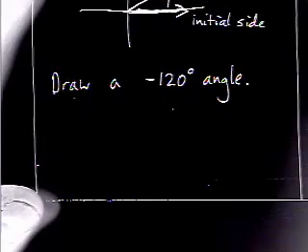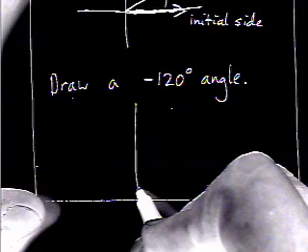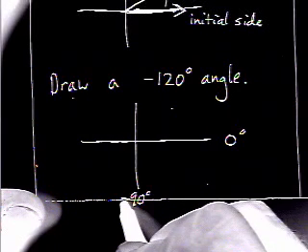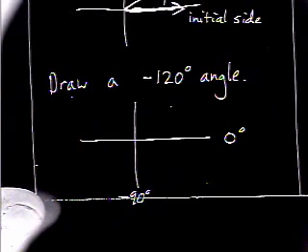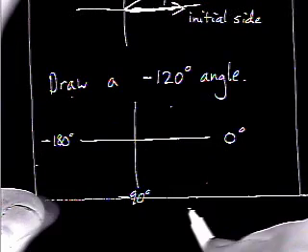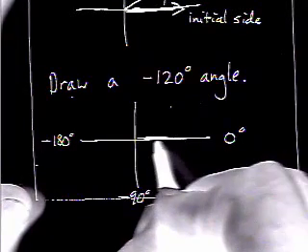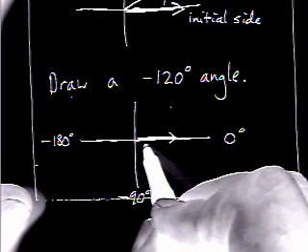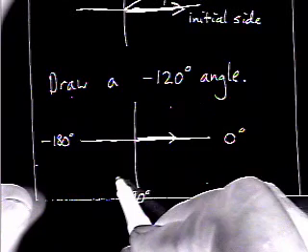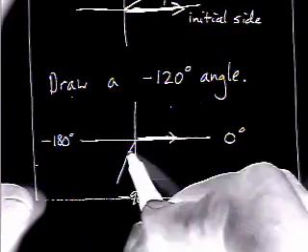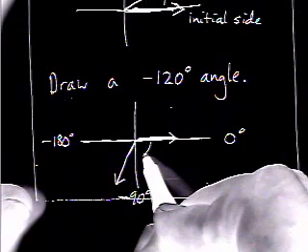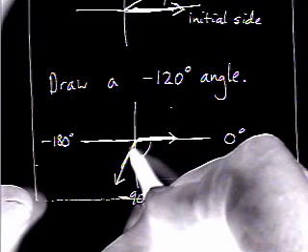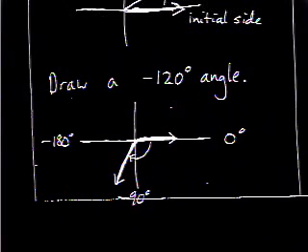So what about a negative 120-degree angle? Okay, so this is 0 degrees. This is negative 90 degrees. If you're going in the negative direction, that would be down. This would be negative 180 degrees. So we've got our initial side, and we've gone all the way to 90, and then 30 degrees past that, so something out here. There's your terminal side, and draw the arrow so that I know which way you're headed. So there is your negative 120-degree angle.